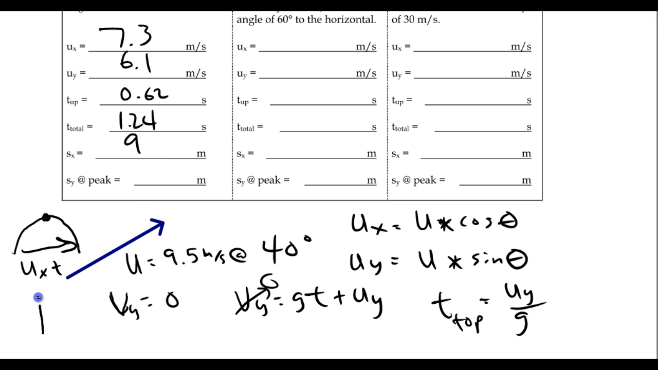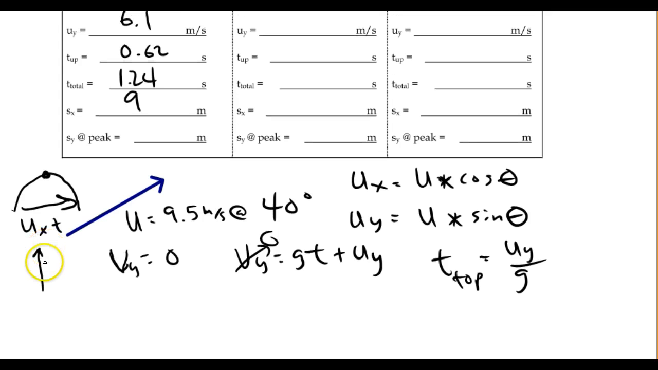Sy is how high does it go at the top? How high is the peak of the flight? We can solve the Sy equation, uyt plus 1/2 gt squared. We can solve that for Sy using 0.62, the time it takes to get to the top, not 1.24. If you use the total time in this solution, you'll get 0.